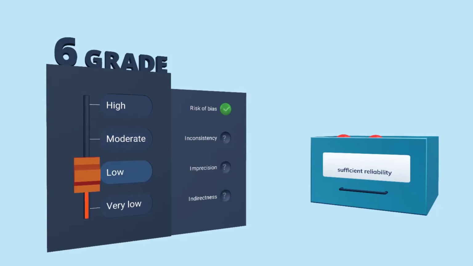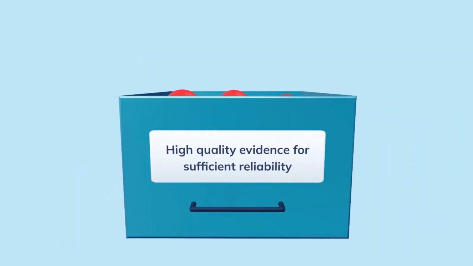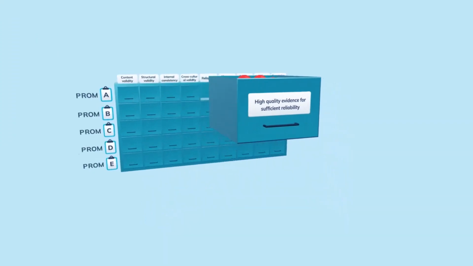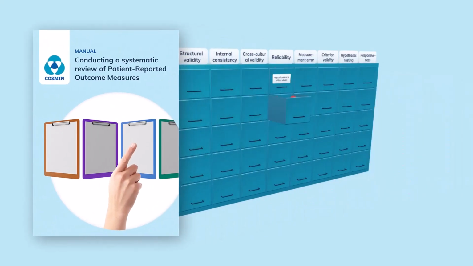In our case, we find no reason to downgrade and conclude that we have high-quality evidence for sufficient reliability of prom A. Once you have reached a final conclusion, you continue with the reliability of prom B. You can find detailed instructions in the manual for each measurement property.